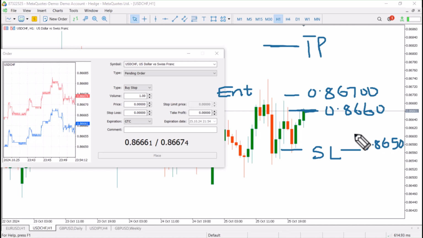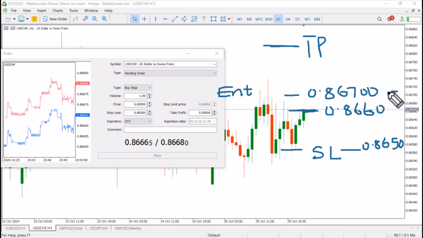0.8650 is lesser than 0.8600. Likewise, it is lesser than 0.86700, which is our buy stop order. Now what we need to do is to set our stop loss to be 0.8650, which is lower than the current market price and our buy stop level. Once we set that, then the next thing is to set our stop entry level.